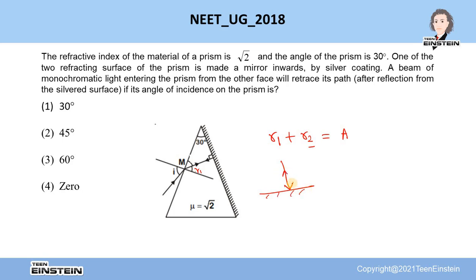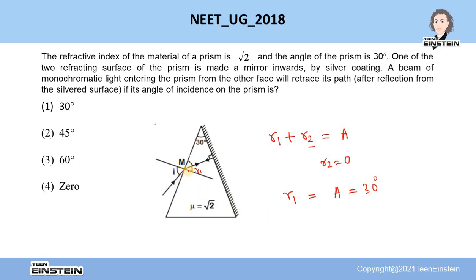That means the angle of incidence must be 0. So therefore angle of incidence of the light at this second or silvered surface must be 0. That is R2 is equal to 0. And therefore we get the angle of refraction R1 for the first refracting surface to be equal to A. A means 30 degree which is given.